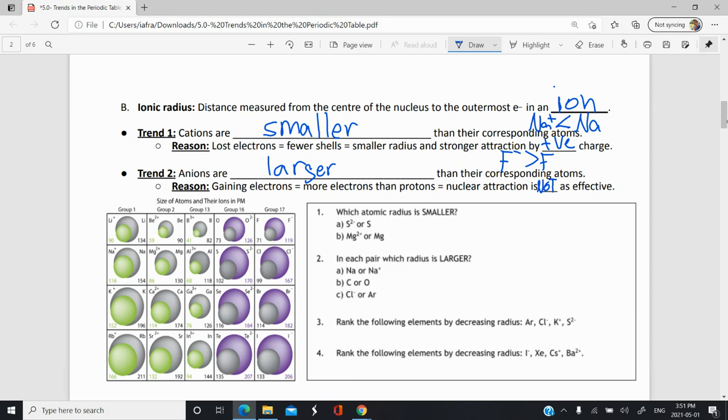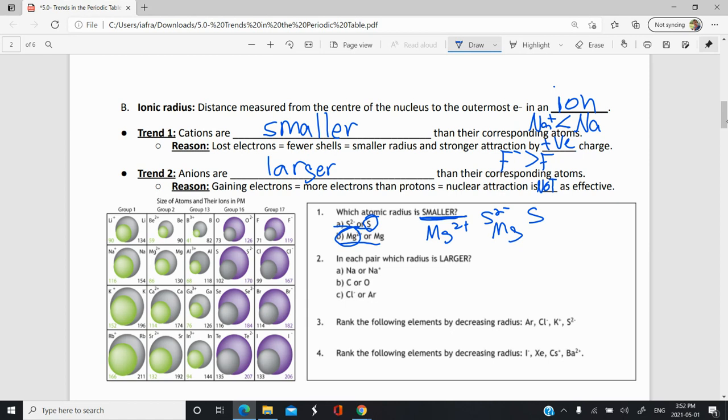So let's see if we can answer some of these questions. Which atomic radius is smaller? Here we're choosing between S2- and S. This is an anion. The anion is larger than the atom from which it's made. So the smaller one in this case is sulfur. Now in this case, Mg2+ and Mg, we're dealing with the cation trend. The cation is smaller than the atom from which it's made. So in this case, the Mg2+ is smaller.